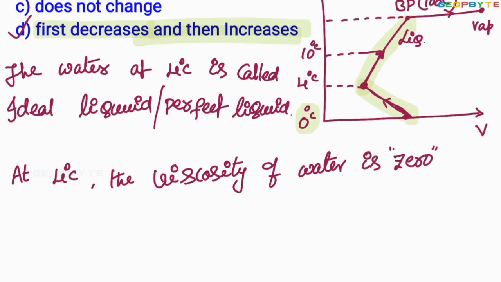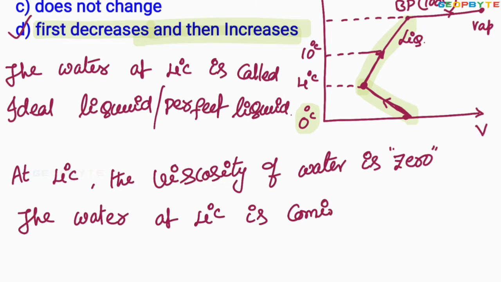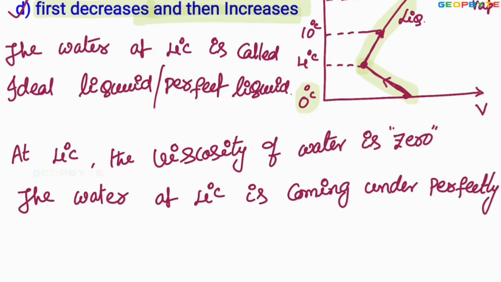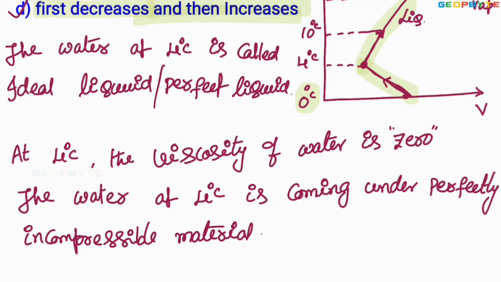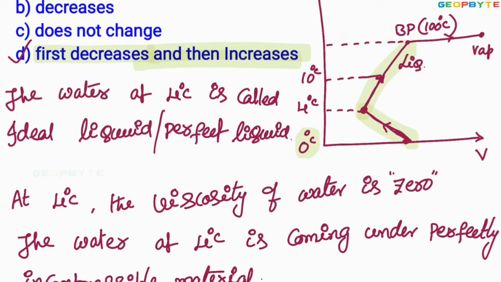And remember, the water is coming under a perfect incompressible liquid exactly at 4 degree centigrade. The water at 4 degree centigrade is coming under perfectly incompressible material. I hope you got my point. Anyhow, by the time we are heating the water from 0 degree centigrade to 10 degree centigrade, initially the volume decreases from 0 degree centigrade to 4 degree centigrade, and it increases from 4 degree centigrade to 10 degree centigrade or up to boiling point. Let us move to the next one.